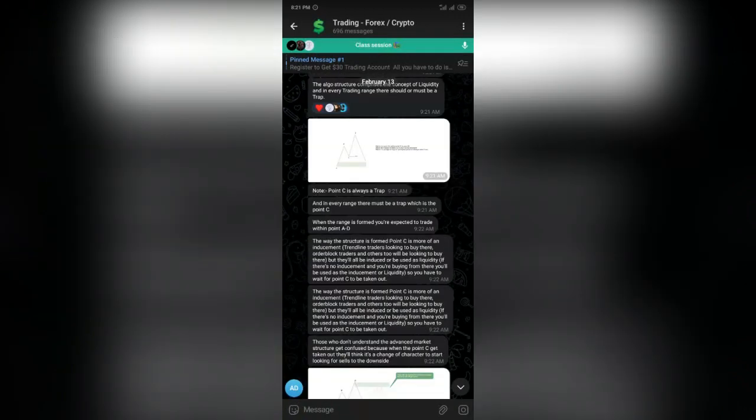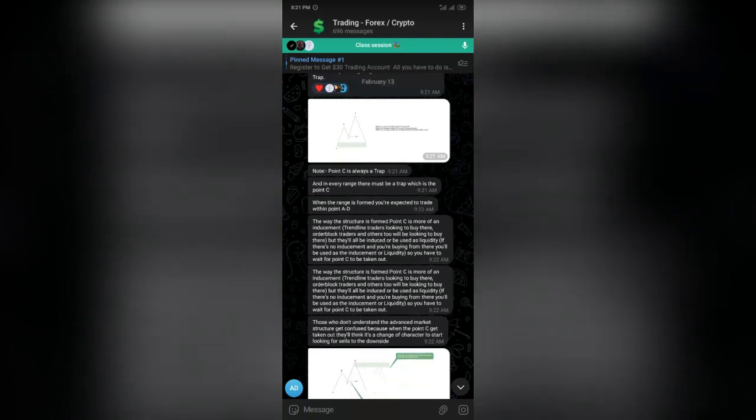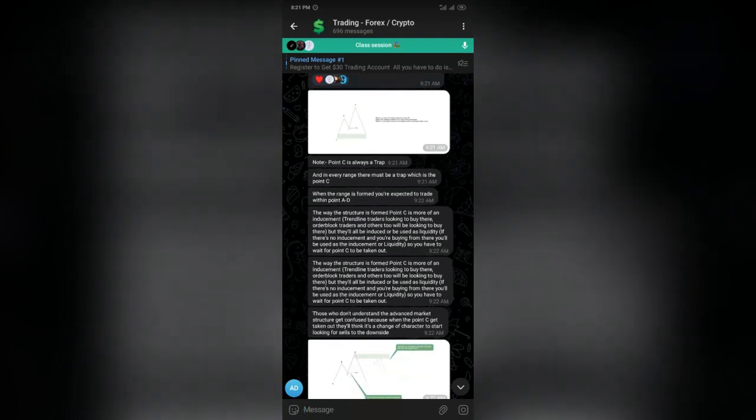I said it just comprises the concept of liquidity. We have the video on the YouTube channel already. It just comprises the concept of liquidity, and in every trading range there must be a trap, which I just explained. And I was like, point C is always a trap. I did some graphical illustrations. I was the one that created everything here because I was using it for one of my trading mentorships.